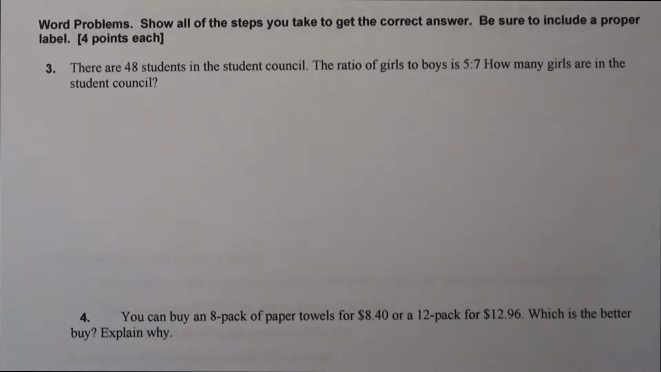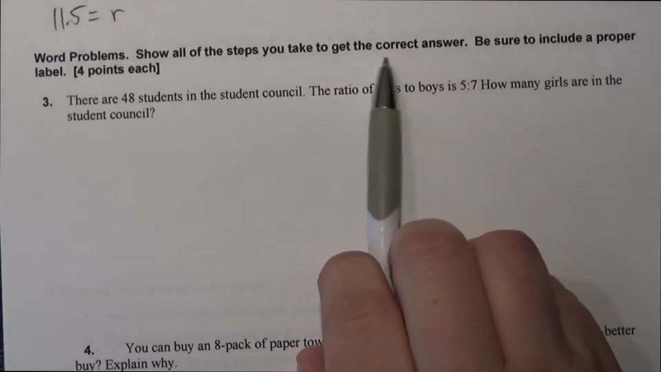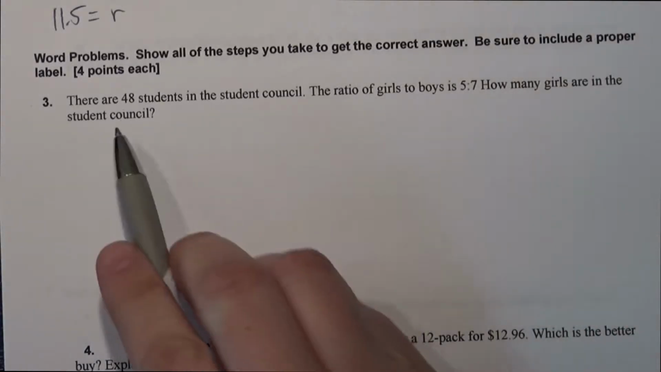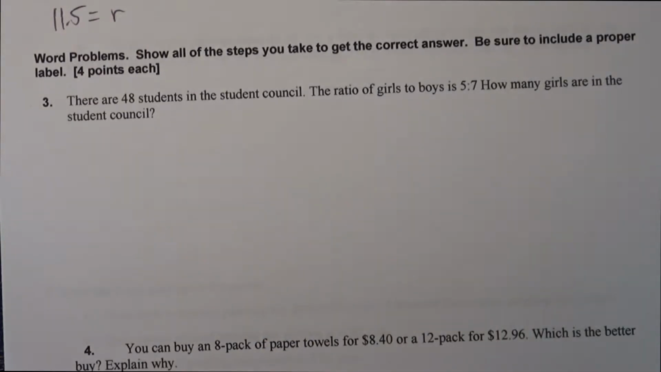Moving along, let's take a look here at number 3. Now the directions here say show all of the steps you take to get the correct answer and be sure to include a proper label. These are worth 4 points each, so for each question, it's really important that I'm taking my time to answer it fully. So it says there's 48 students in student council. The ratio of girls to boys is 5 to 7. How many girls are in the student council?